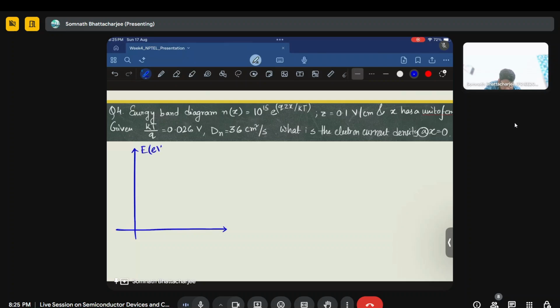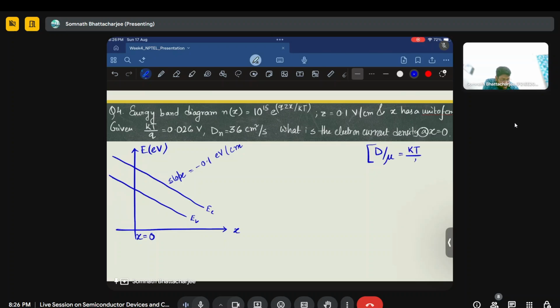This is E in eV values. This is x. We have this conduction band and this valence band. So this is EC, this is EV. The slope is 0.1 eV per centimeter, and this is at x equals 0. And also we can write it down like this: D by mu equals kT by q.